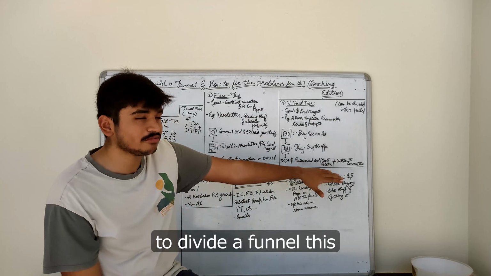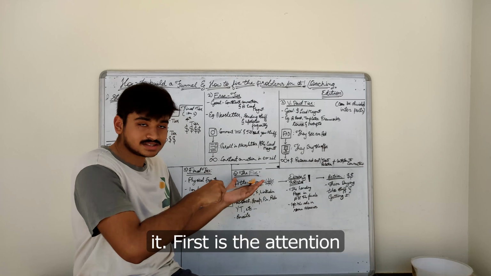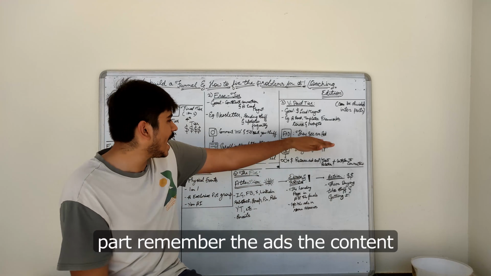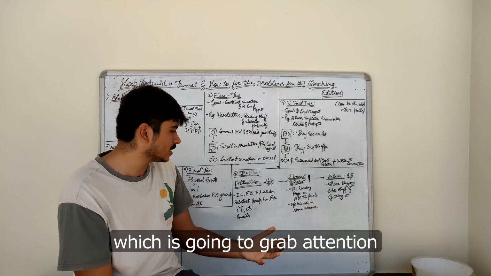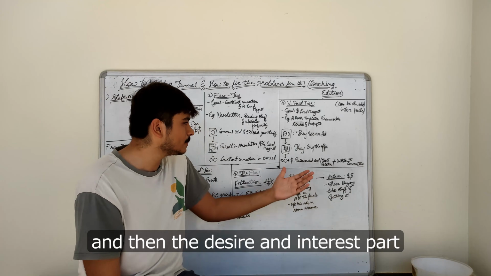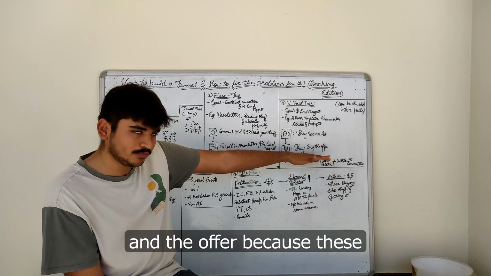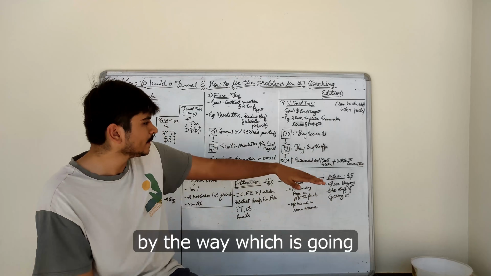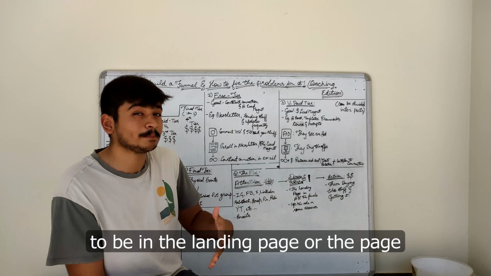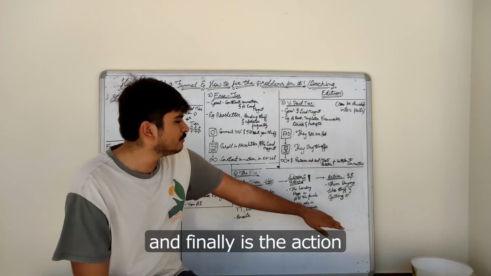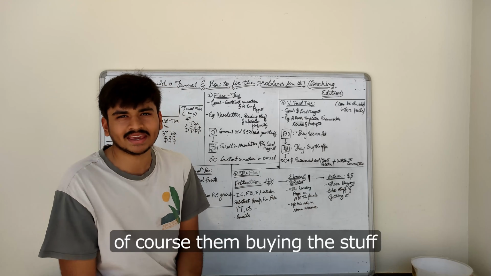If I were to divide a funnel, this is how I would divide it. First is the attention part. Remember the ads and the content, which are going to grab attention. And then the desire and interest part, which is going to be the copy and the offer, because these are two different things, by the way, which is going to be in the landing page or the page where you're converting the customer. And finally is the action, of course, them buying the stuff.